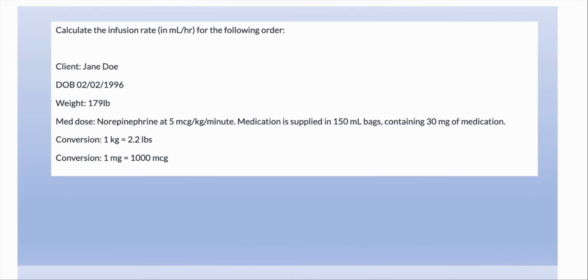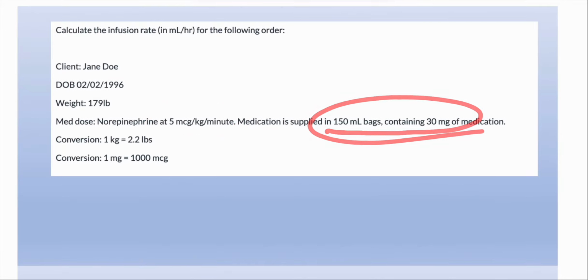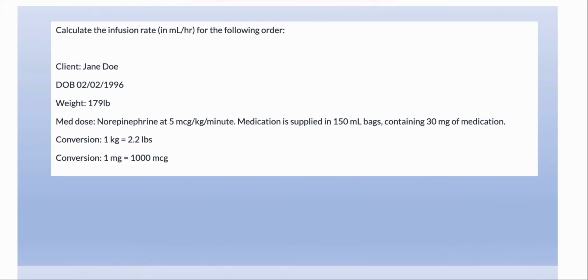So in this video, we're going to look at some dosing problems, and we're going to look at the infusion rate problem that we see here. We have this client that is 179 pounds. We've got to remember to always read what we know versus what they told us. This medication dose is 5 micrograms per kilogram per minute. And we have 150 milliliter bags that contain 30 milligrams of medication. And then they've given us the conversion factors that they would like us to use.